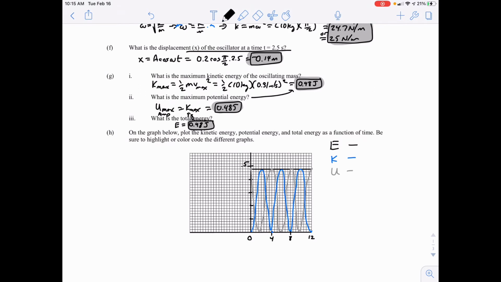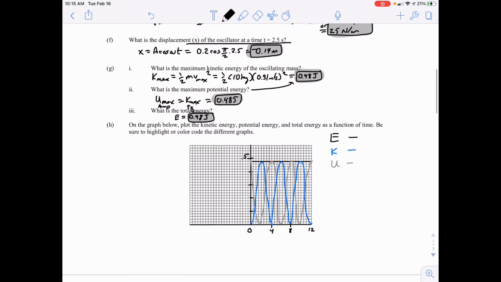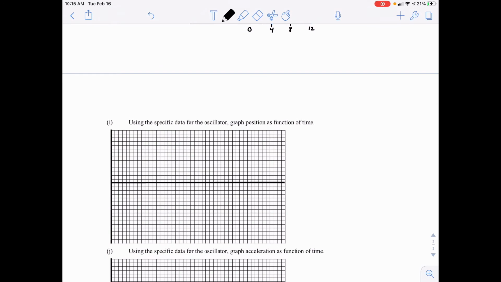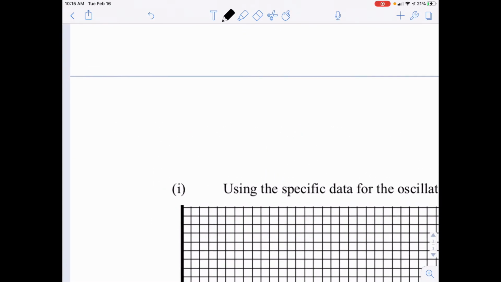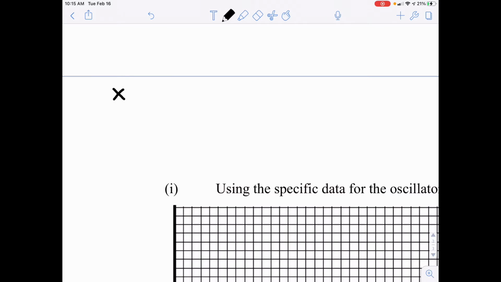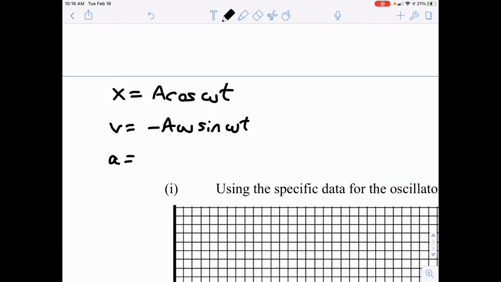And finally, let's take a look at position, velocity, and acceleration as a function of time graph. Remember our basic functions. Position is A cosine omega t. V was equal to negative A omega sine omega t. And A, the acceleration, was negative A omega squared cosine of omega t.